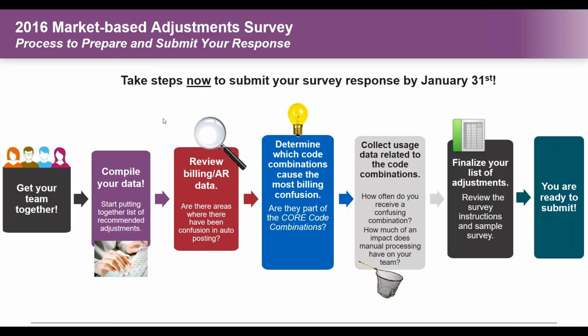So review your billing and your AR data. Which ones never auto-post? Which ones do you have to pull down and go to the health plan's website, go to their portal, pick up the phone and understand their eligibility issues or concerns? Determine which code combinations cause the most billing confusion. Some of them you may know are very easy. You get that, oh, you're missing this particular attachment. Oh, great, we can rebill and include the attachment, and we'll get this to go through as a rebill.